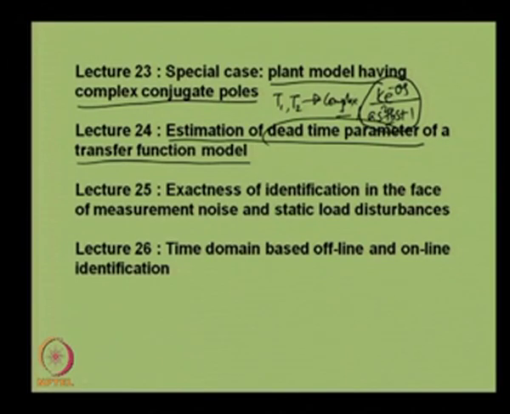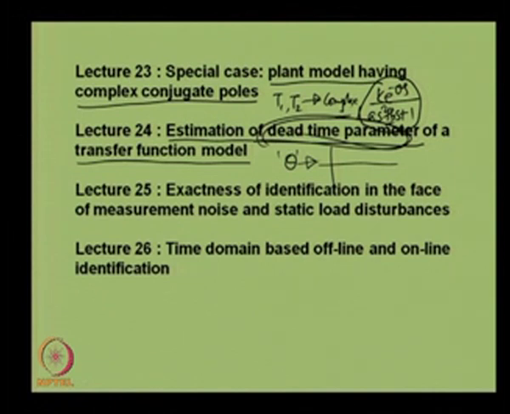Dead time parameter, which is often given as theta in our lectures, can be estimated by some other techniques, considering the symmetrical output of the plant subjected to relay feedback, using some derivative of the output signal and zero crossings. We can easily find this unknown parameter of the model transfer functions. So, that will be discussed in lecture 24.